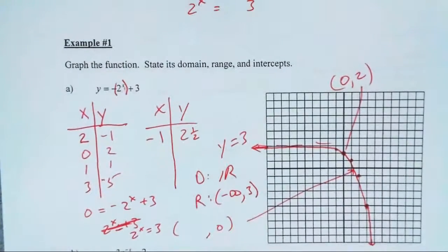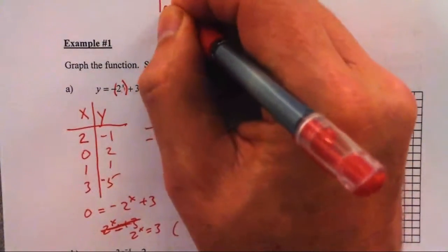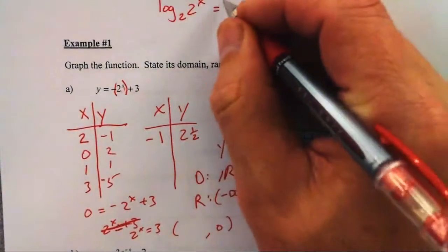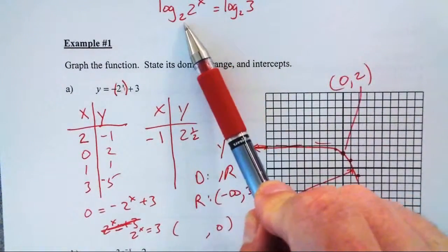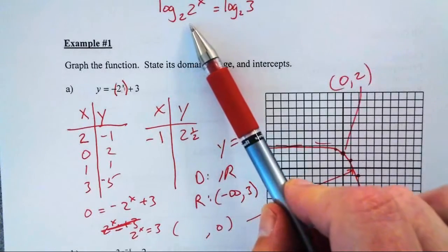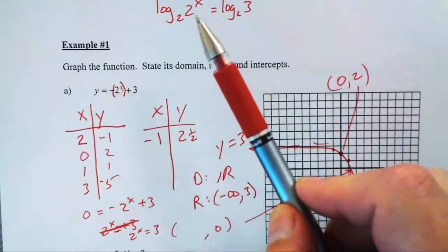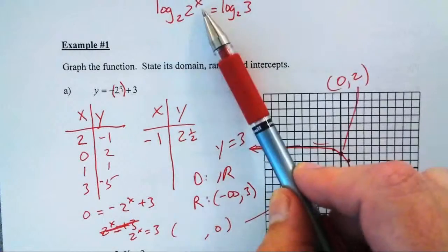What's the base of the exponential function? 2. I would choose, if I could, log base 2 on both sides. All right, this one's always fun. A logarithm is an exponent that turns its base into its argument.